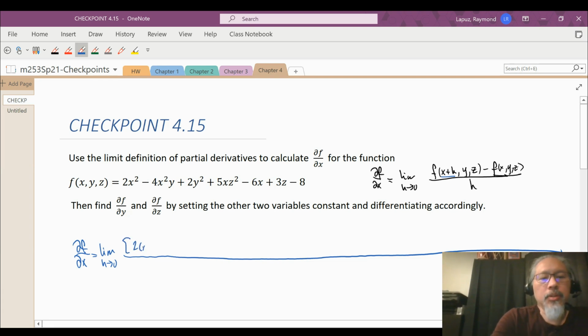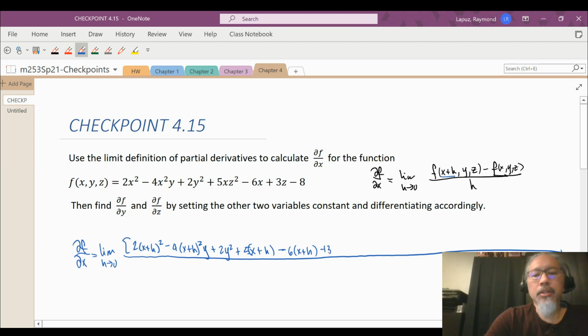We have 2 times the quantity x plus h squared, minus 4 times the quantity x plus h squared times y, plus 2y squared, plus 5xz squared, minus 6. Oops, that 5xz squared has an x in it. Wherever we see an x, we're going to replace it with an x plus h, minus 6 times the quantity x plus h, plus 3z minus 8. So that is the big first term.